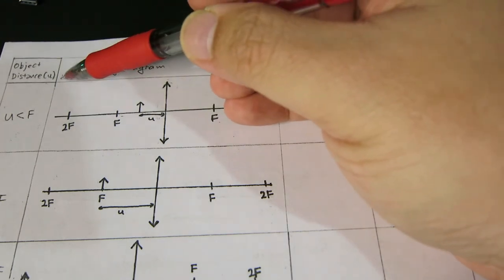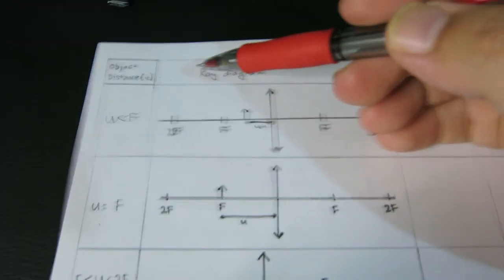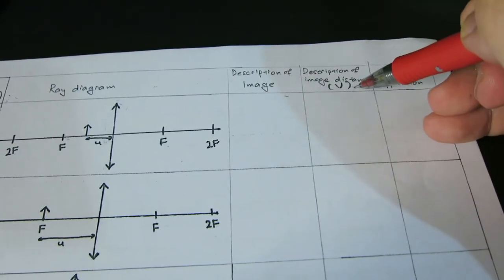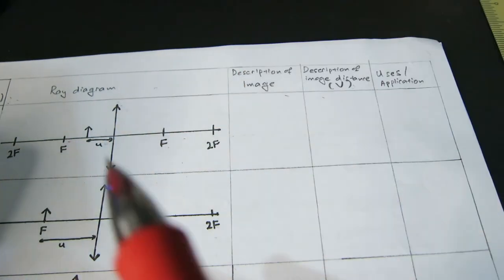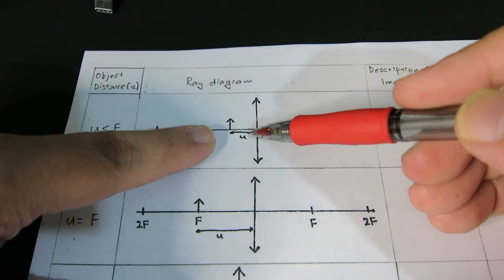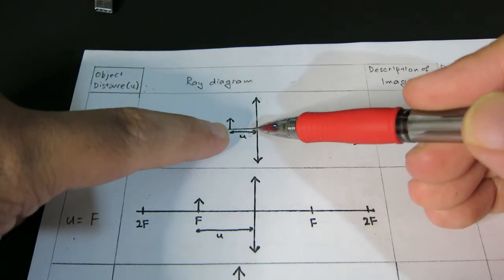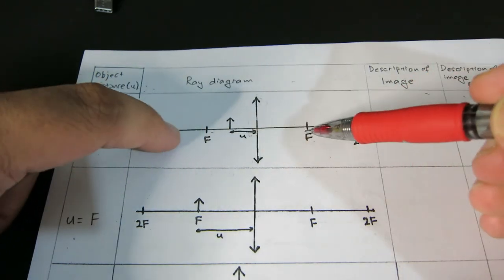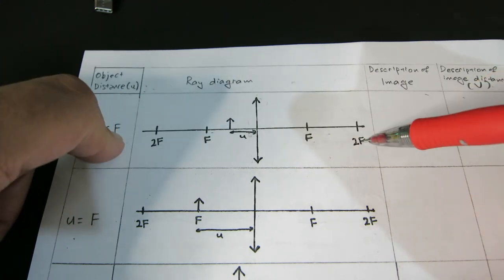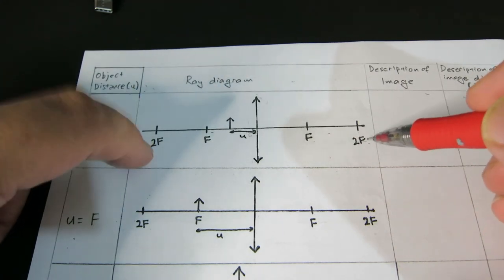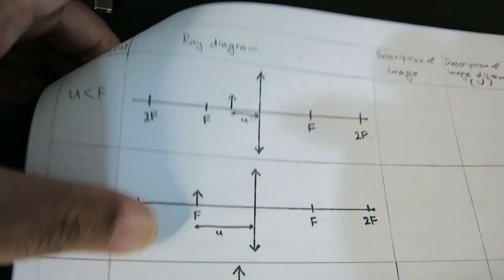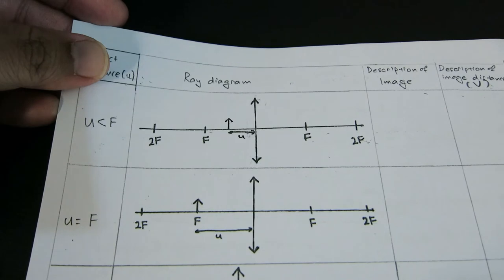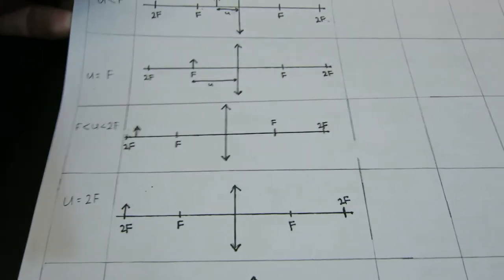Alright, so object distance, I'm just gonna give it a symbol here, U. Image distance is V. The distance from the image to the lens is V. The distance from the object to the lens is U. Alright, so based on where I place my object relative to the focal length, I will have different types of images formed. And the different type of image formed will then determine what kind of application I'm going to use it for. Alright, so I'm going to start off with a simple one here.